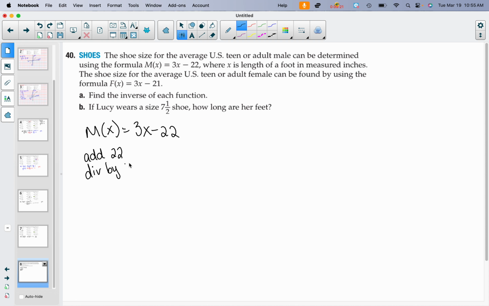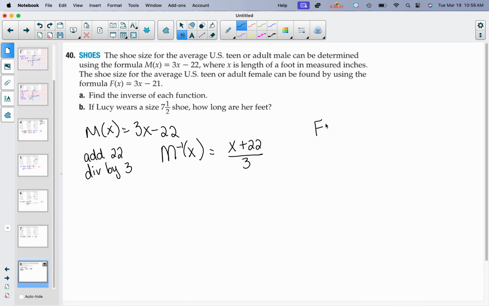And then you can say m inverse is start with an x, add 22, and divide by 3. That's all you have to do. And you can leave it like that. So that would be my m inverse.